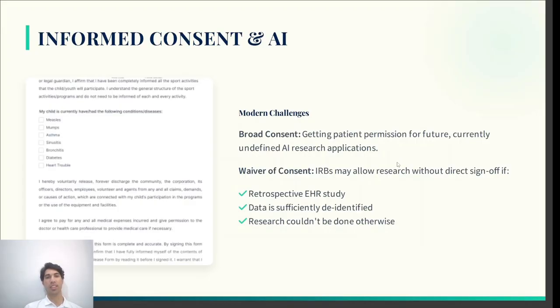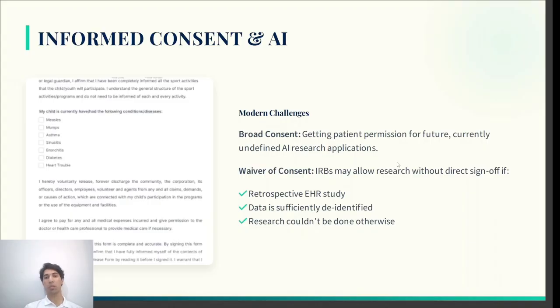Next we have informed consent in AI, because today we are living in an era of AI and a massive amount of data is being used for training these models. Individual consent is very rare and almost impossible to get from every patient. So we have challenges, such as getting patient permission for future, currently undefined AI research applications. Even if we get individual consent, we may use that data for future research purposes that are not clearly defined in the consent the patients are giving.